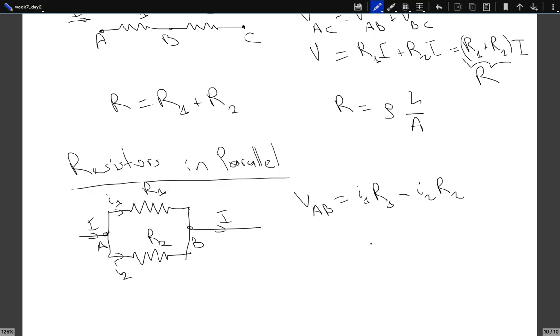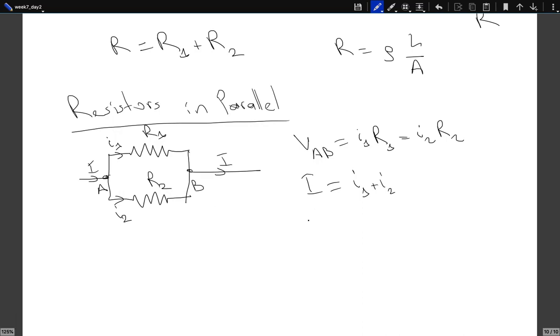And I also know that I should be equal to I1 plus I2. Because you see, the total number of electrons moving along this wire should be nothing but the sum of the electrons coming from this wire and the electrons coming from this wire. The number of electrons that are moving do not change in the circuit. So the sum of these two should be equal to this one.